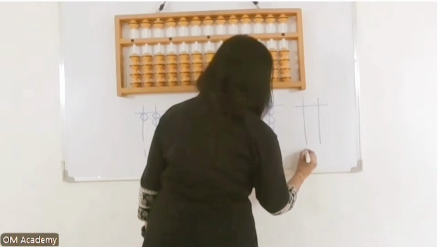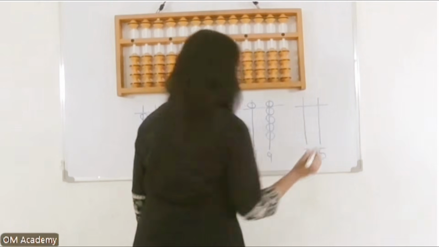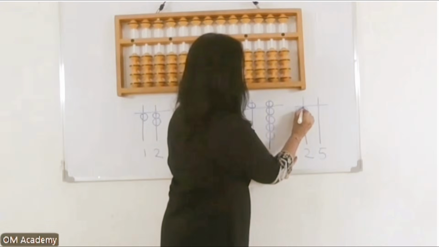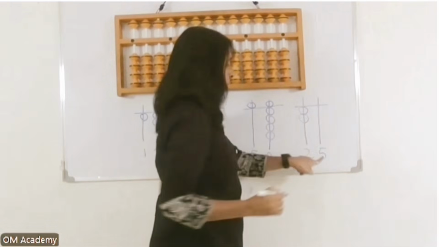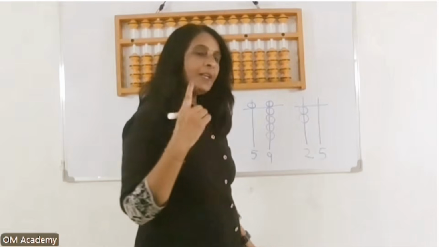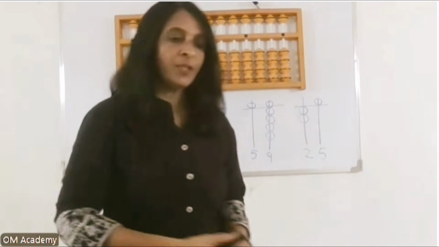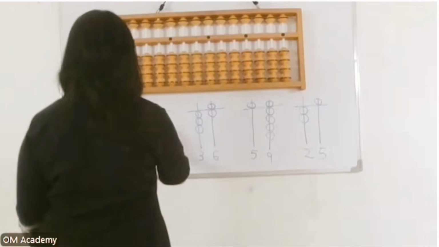Now we will write 25. On the tens place, we will draw two lower beads. On the ones place, only one upper bead. A few more examples I would like to give.